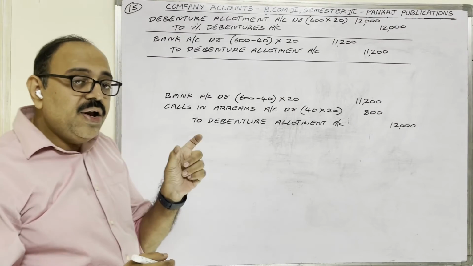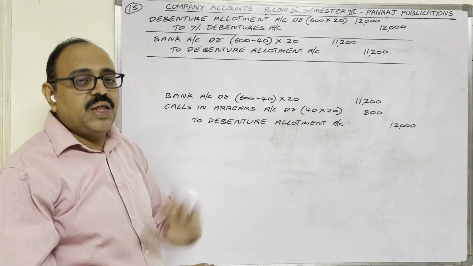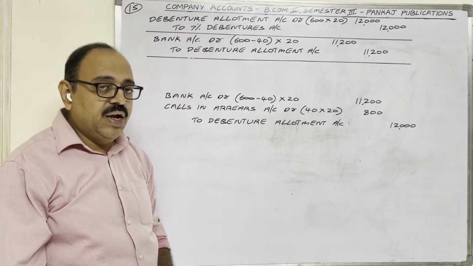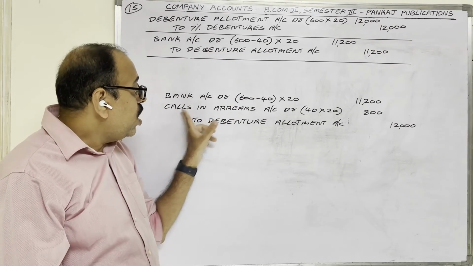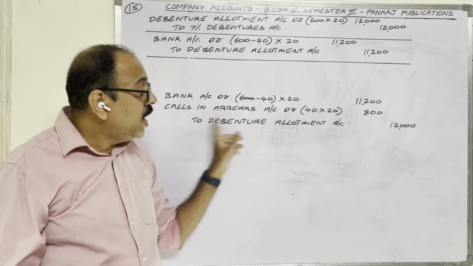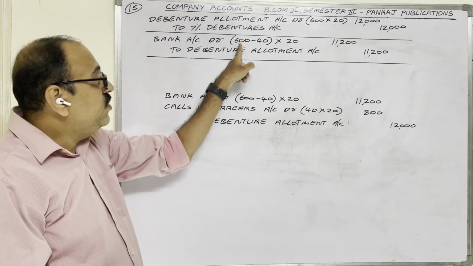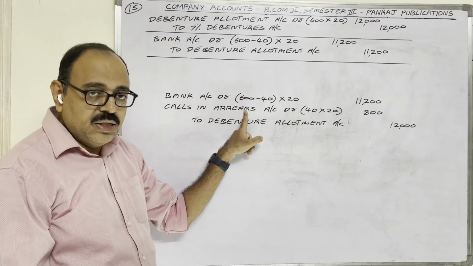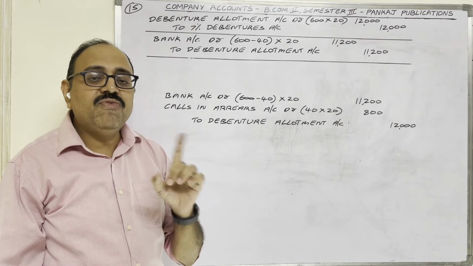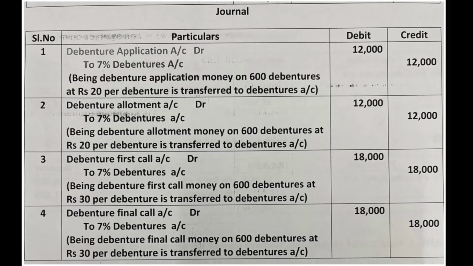And that 800 rupees we are showing in a separate account known as calls in arrears account. So the debit balance of debenture allotment account, 800, we are transferring to calls in arrears account. So now that 800 debit balance is not in debenture allotment account. It is in calls in arrears account. So you can write this entry or this entry. Both are correct. Same point is applicable for debenture first call and debenture final call related calls in arrears amounts also. Take a screenshot of journal.